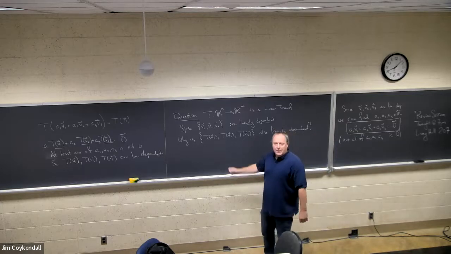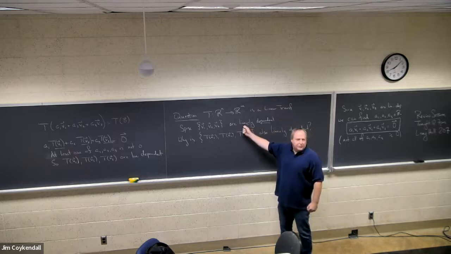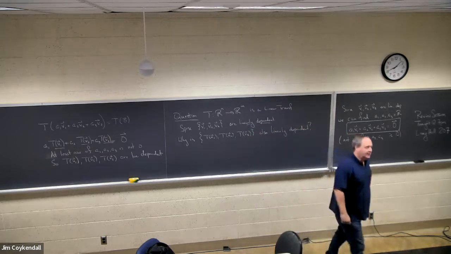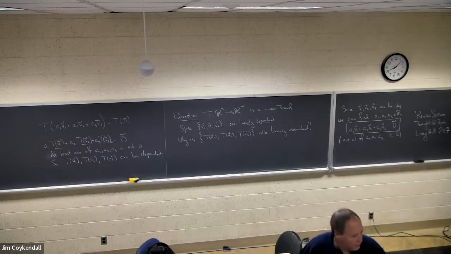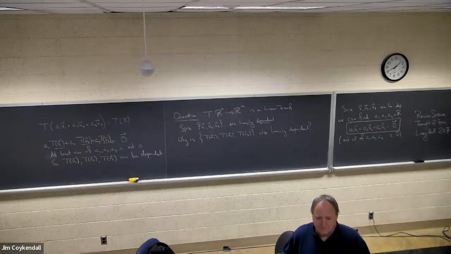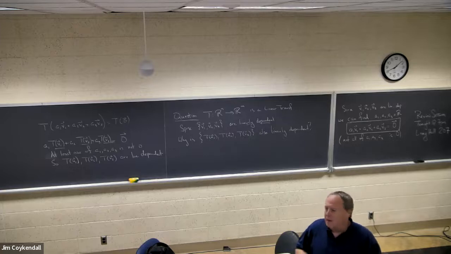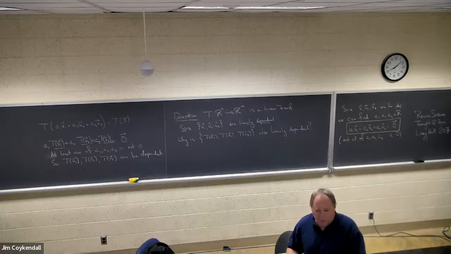By the way, could you say the same thing about this problem if you replace linearly dependent with linearly independent? That is to say, suppose B1, B2, and B3 were linearly independent. Is it necessarily true that T(B1), T(B2), and T(B3) are also linearly independent? That's the zeros. Okay, that's right.